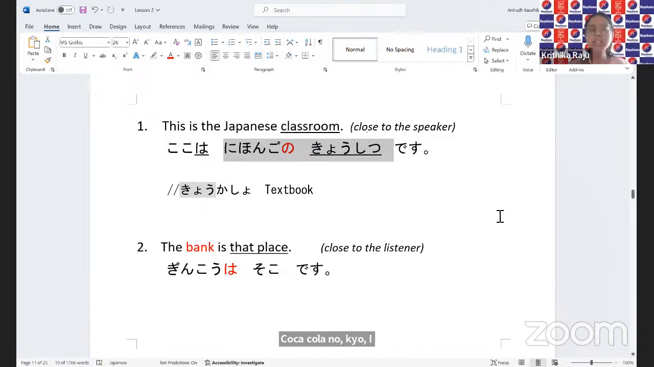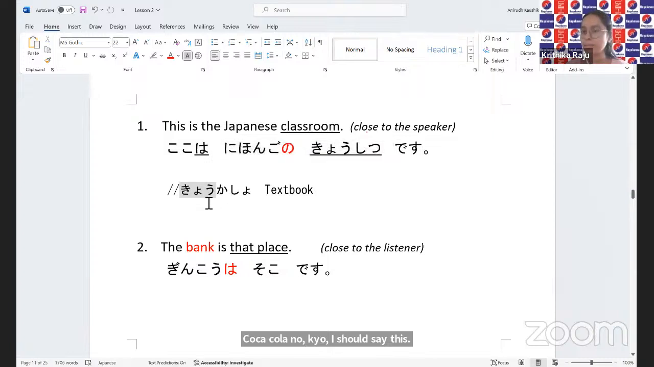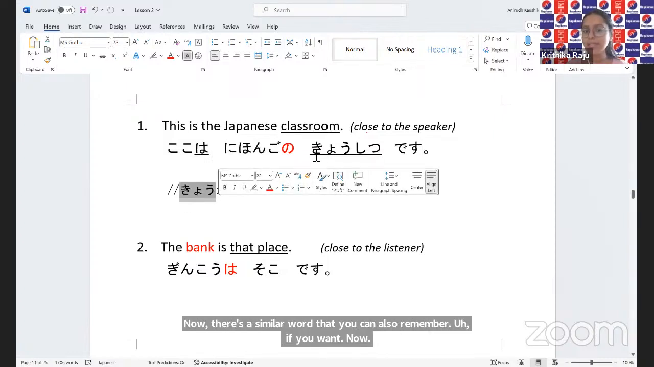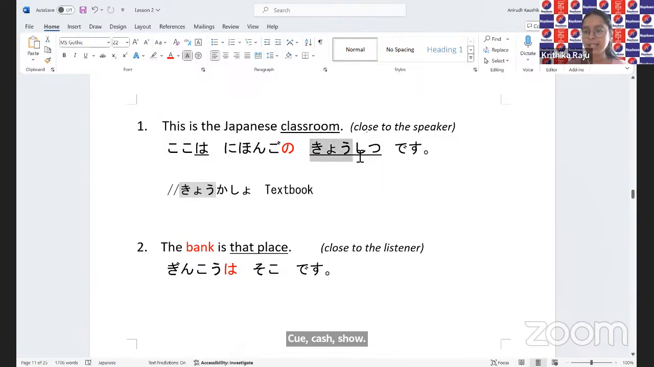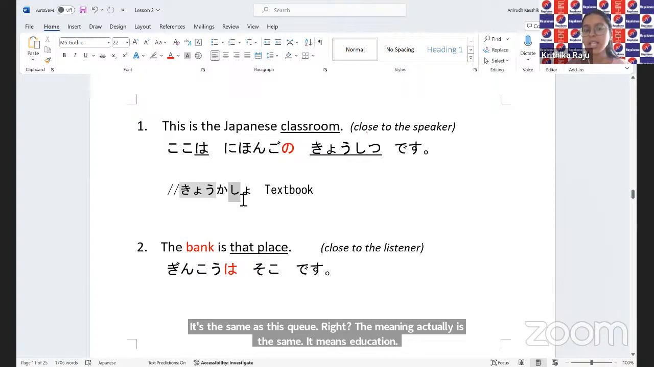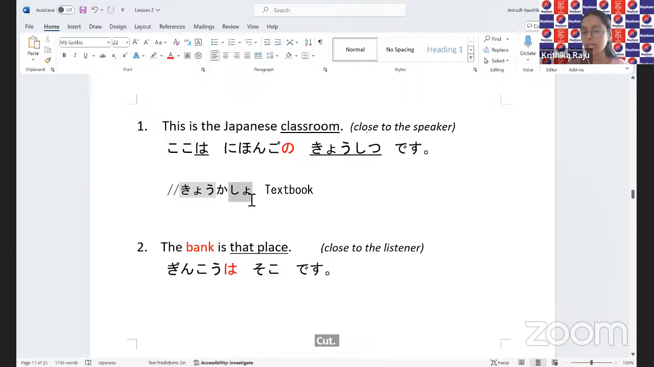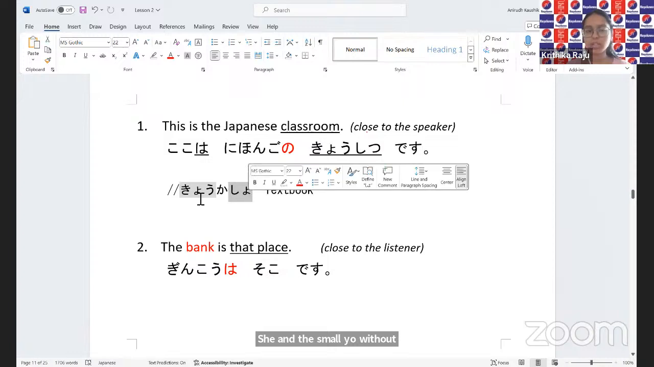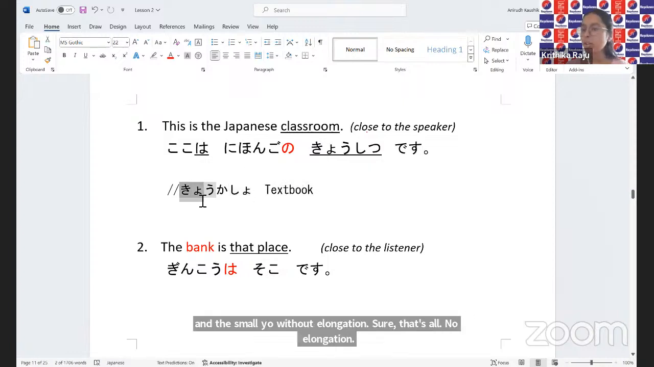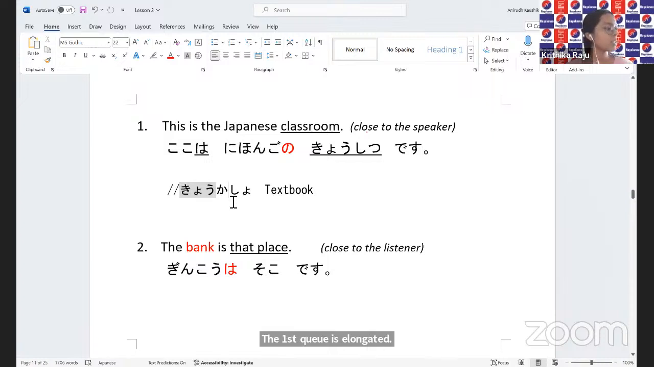Alright. Now, there's a similar word that you can also remember if you want. Kyokasho. Kyo is the same as this kyo, the meaning actually is the same. It means education. Kyokasho: ka, shi, and a small yo without elongation, sho, no elongation. The first kyo is elongated. The meaning of kyokasho is textbook.